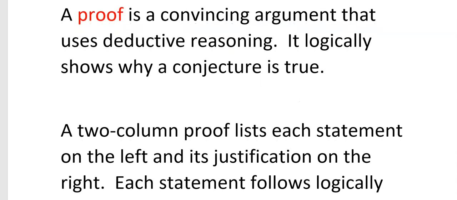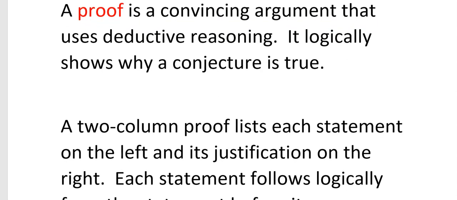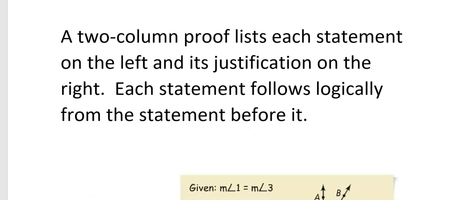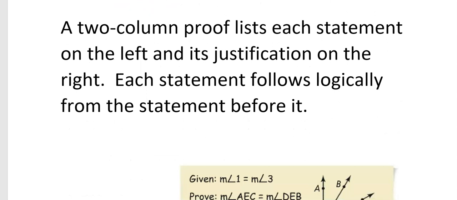A proof is a convincing argument that uses deductive reasoning again. It logically shows why a conjecture is true. A 2-column proof lists each statement on the left and its justification on the right. So remember when I said you have to know everything that we've learned so far? The statement is on the left, the reason is on the right. I like the 2-column version because it's easy to do, easier, and it's easier for me to correct.